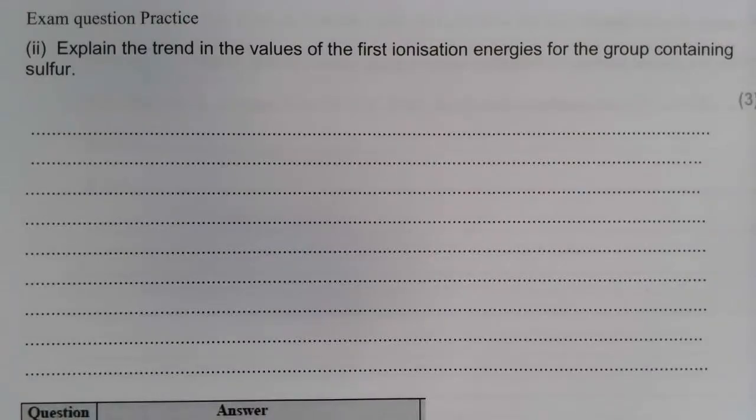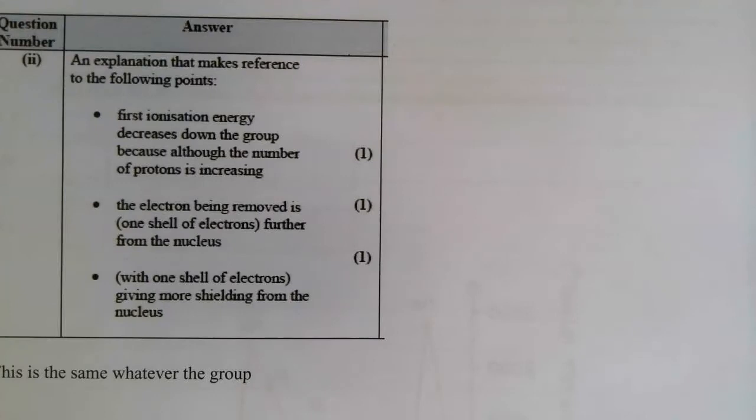So on page 17, there's a typical exam question explaining the trend in the values of the ionization energies for the group containing sulfur. So we know that the first ionization energy decreases. So we're going to explain that decrease. So I'd like you to pause the video at this point and have a go at writing in your exam answer for that. I would draw your attention to the fact that this answer is worth 3 marks. So you need 3 nice, clear bullet points. And we've been nice to you because we've given you the answer at the bottom of the page. So please be aware that these 3 points could be applied to any group.